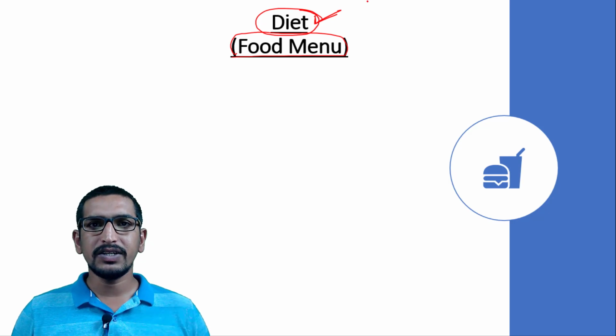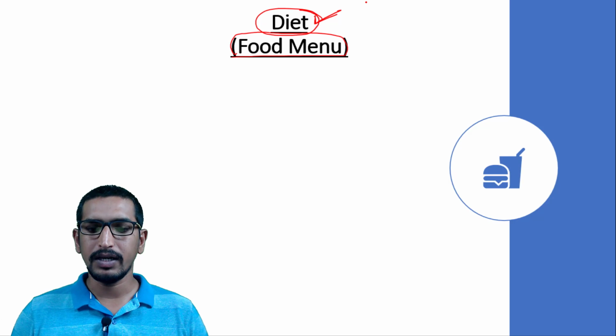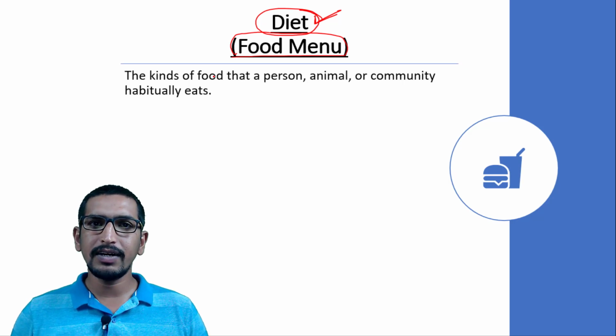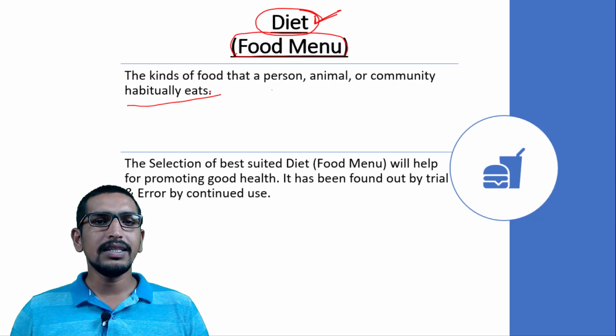Diet is especially important for nourishing the body and for the well-being of the body. There is a wonderful definition of diet: the kinds of food which a person, an animal or a community should eat habitually is called a diet. So in the diet, the best selected diet is very important.